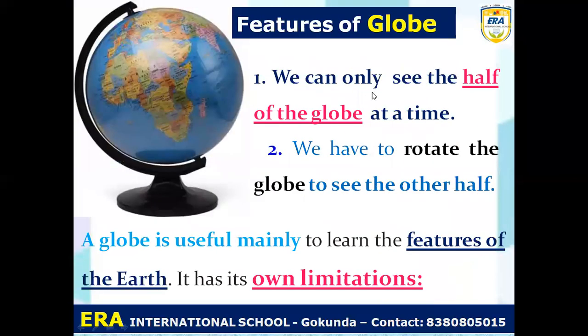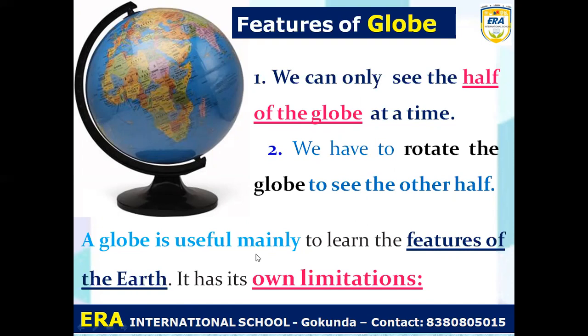So what are the features of the globe? First is that we can only see half of the globe at a time. So now you can see this is a globe. The backside of the globe you cannot see, only half of it. Second is that we have to rotate the globe to see the other half. If you want to see the backside, you have to rotate the globe. By rotating the globe, you can see the other side of the globe. The globe is useful mainly to learn the features of the earth. What is the main purpose of the globe? To learn the features of the earth.